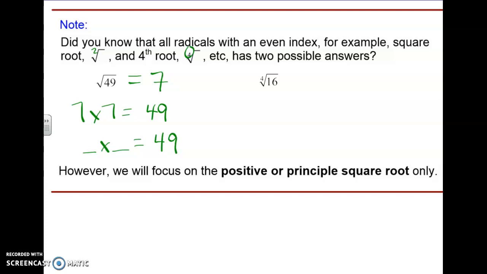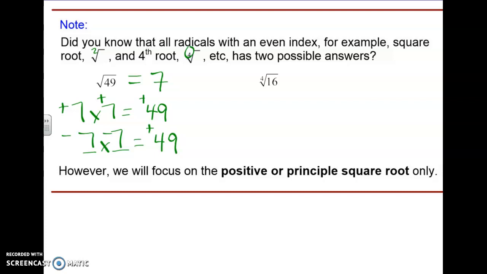We need to think back to our integer work. A positive 7 multiplied by a positive 7 will give me a positive 49. I know 7 multiplied by 7 is 49. However, I also know the rule that a negative multiplied by a negative will also give me a positive. So technically, if I ask you what's the square root of 49, you could say, well, Miss, 7 is the square root of 49, and negative 7 is the square root of 49, and both would be right.